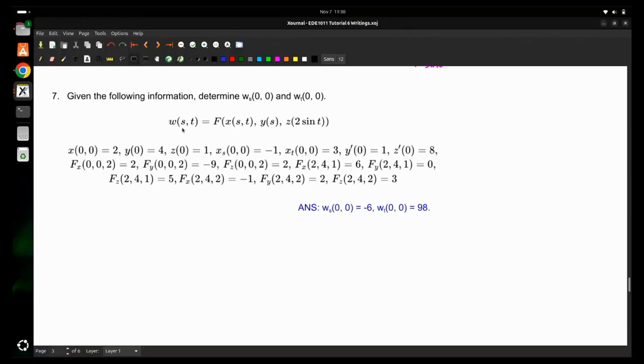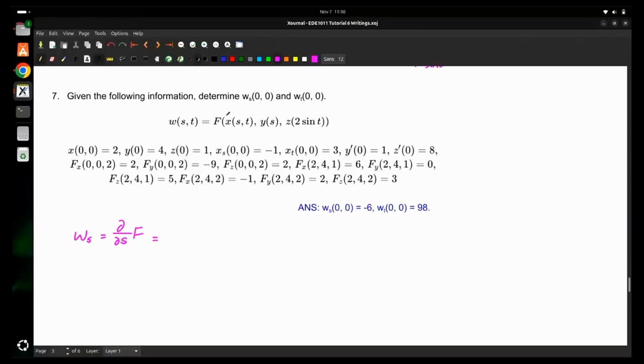expression in s and t. So this W represents that net function in s and t, the eventual function after you have simplified this expression, for example. So now you are supposed to identify what is W sub S at 0, 0. Okay? So it goes like that, right? W sub S must be differentiating del S of this big F function. Agree? Okay? So of course you need to use your chain rule here.